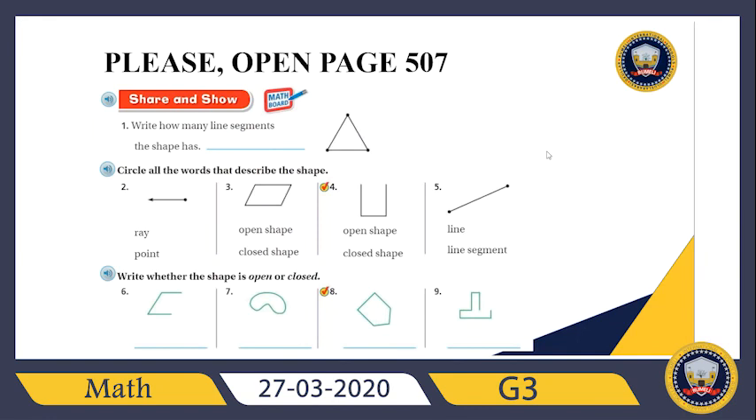After this quick revision, let's turn back to your book. Please open page 507 from your math book. Let's read the question together. It says, write how many line segments the shape has. Remember how we found it in the beginning of this class. One of them is here, right? 2 and 3. So how many line segments in this triangle? 3 line segments. Good job.